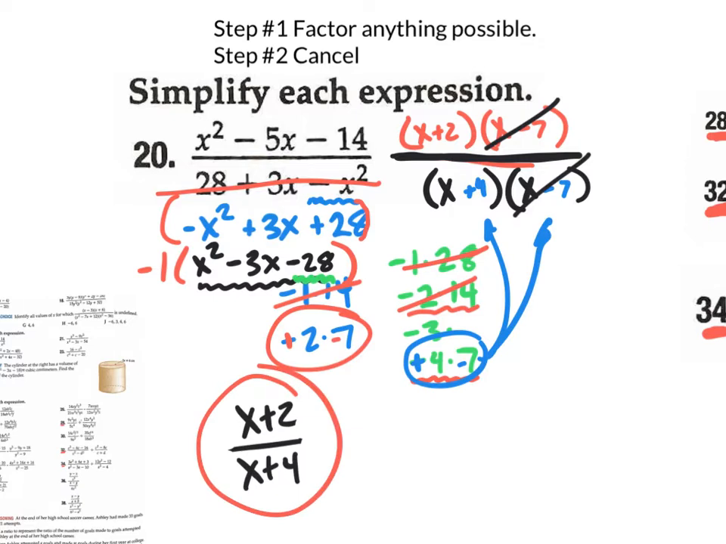Now, if they asked you what value would make this undefined, then you would say x cannot be -4. As a matter of fact, you could even go up here to the factored form of the original before canceling, and you would say what values would make it undefined? A +7 would make it undefined, and a -4 would make it undefined. So you could, if you wanted to, say, but x cannot be -4 or +7.